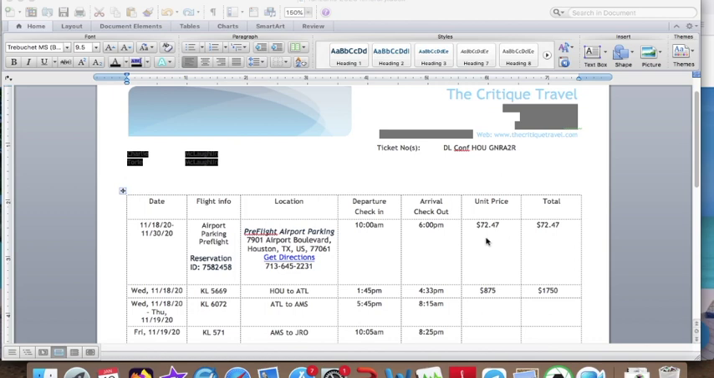Okay, and so the unit price was $72.47. This is going to be the same because of what we're talking about. Just like hotels, unit price is going to be the same. But when you get to tickets, then you can actually find out how much it's costing you per person, which is why I'm able to tell you what my average cost has been per person when asked. And so the total is $72.47.